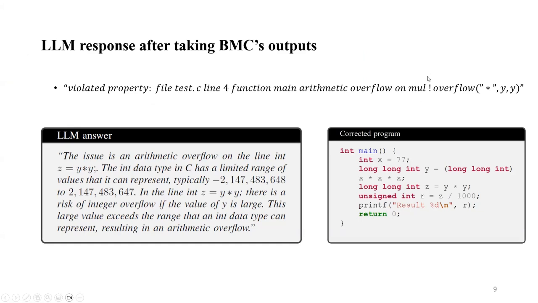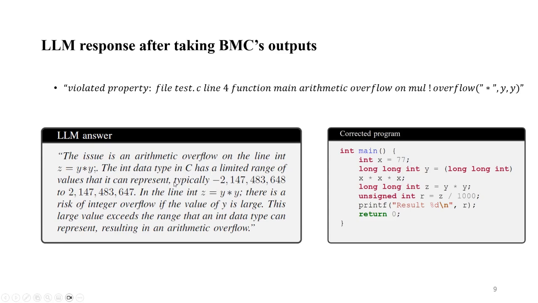So I will proceed to the solution which was provided by the authors of this paper. The LLM in this case is combined with BMC outputs. This is the output from BMC. It says violated property on file test.c, which is the file name of the source code. We don't need any fault localization or location of the line number. The BMC itself gives us the line number which encounters this error. Then it has the description of this error: in the main function, arithmetic overflow on multiplication operation, the operation which multiplies y with itself. So it also replies with the description of this error. The issue is an arithmetic overflow on the line int z equals y times y, and so on.